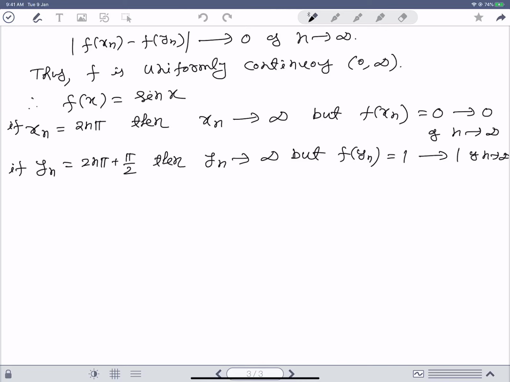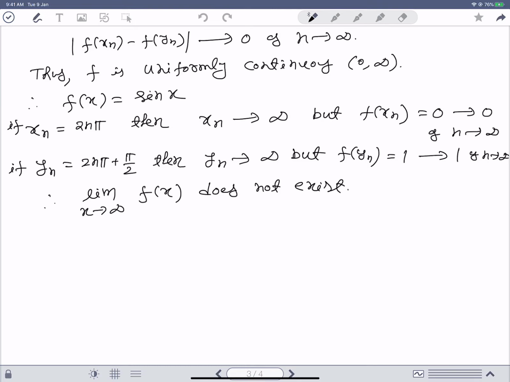That means whenever you have chosen two sequences, say xn and yn, both diverge to infinity, but f of xn one time converges to 0 and for the other case it converges to 1. So therefore the limit as x tends to infinity of f of x in this case does not exist.